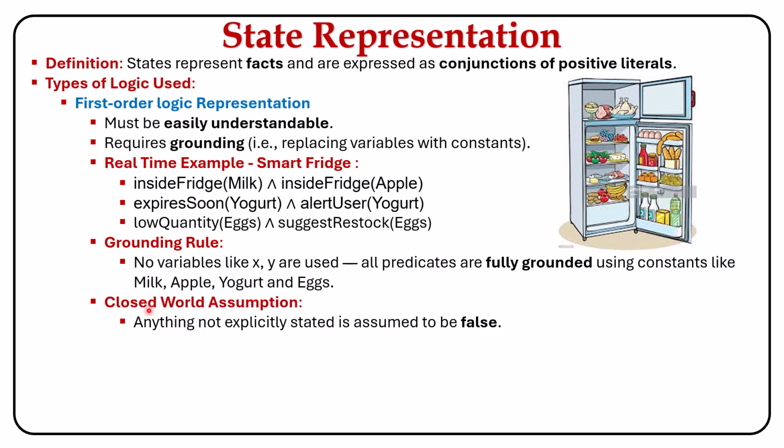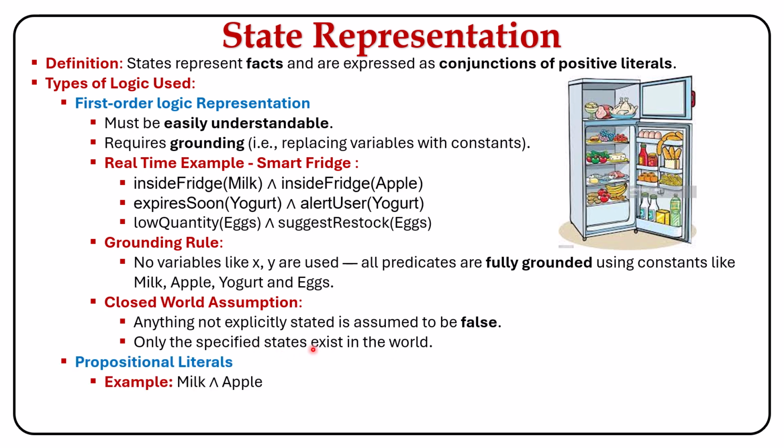Now let's check out the closed world assumptions. So anything not explicitly stated is assumed to be false. If it is explicitly stated, then it is assumed as true. Only the specified states exist in the world. If it is not specified, it does not exist.